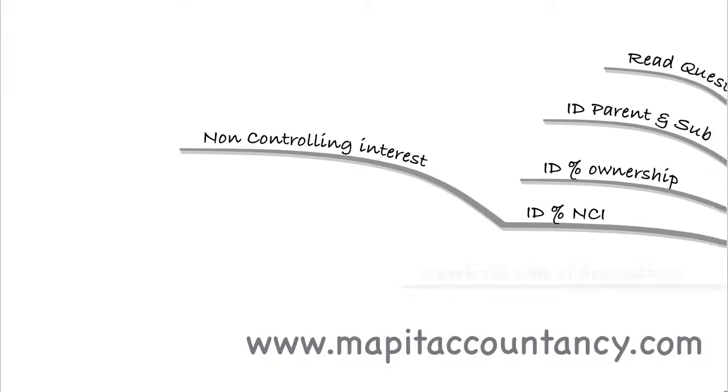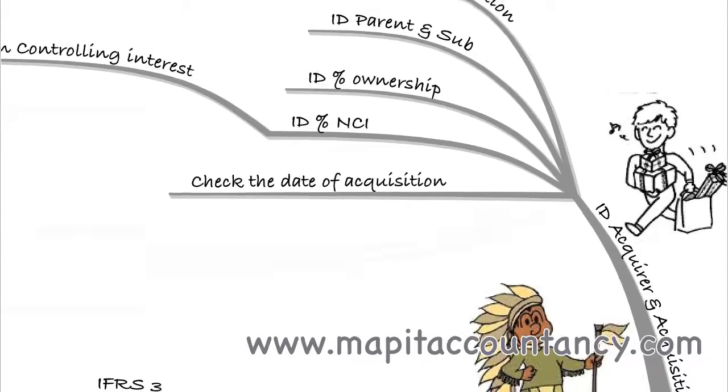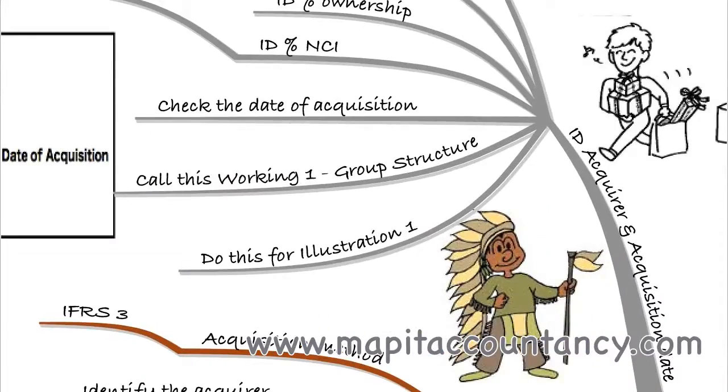Then we want to check the date of acquisition. Make sure that you get the date right, because that will feed into all the rest of your calculations. Get that all down in a working and call it working 1. This is the first step in any statement of financial position or even income statement for consolidation. Working 1, group structure. You can see we identified the parent, they control the subsidiary, we've got the parent's interest, the non-controlling interest, and the date of acquisition. All of that needs to go down on your working 1. And we did that for illustration 1.